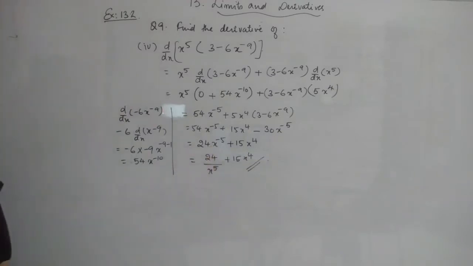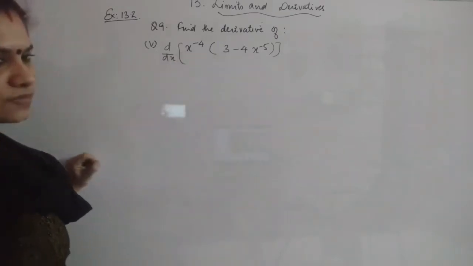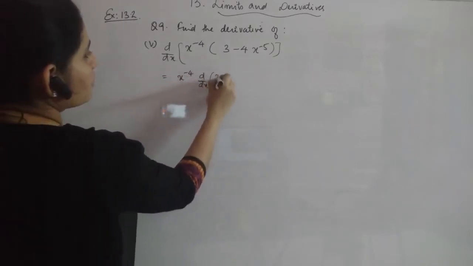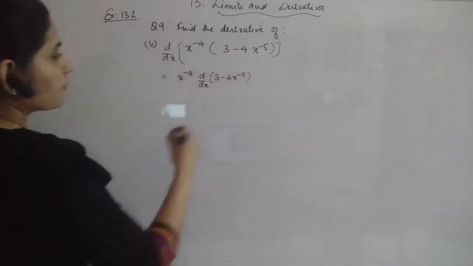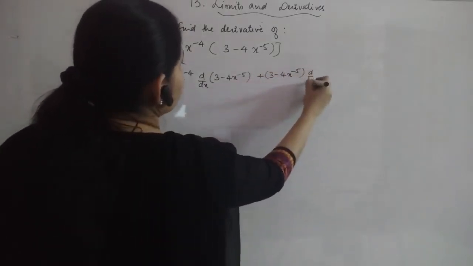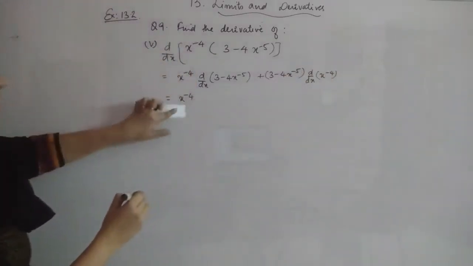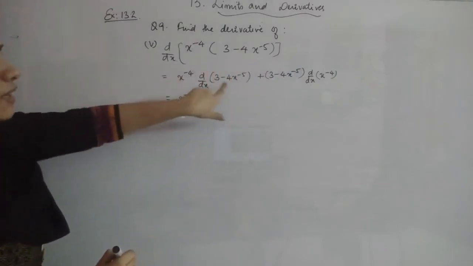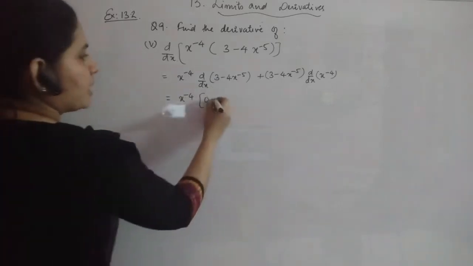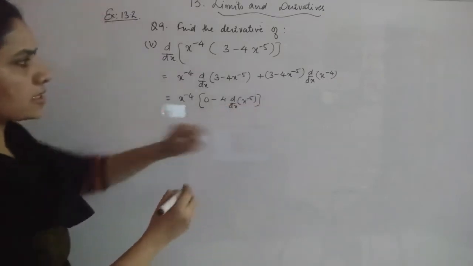Okay. Derivative of, again two terms you have, x raised to minus 4 and 3 minus 4 into x raised to minus 5. So here we will use x raised to minus 4 into d by dx of 3 minus 4 x raised to minus 5 plus 3 minus 4 x raised to minus 5 into derivative of x raised to minus 4. X raised to minus 4 as such. Now derivative of this term. Again you have two terms, derivative of 3 is a constant, so its derivative will be 0, minus 4 into derivative of x raised to minus 5. Okay, I will do it in the next step.